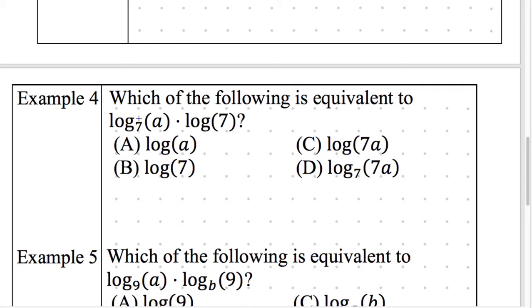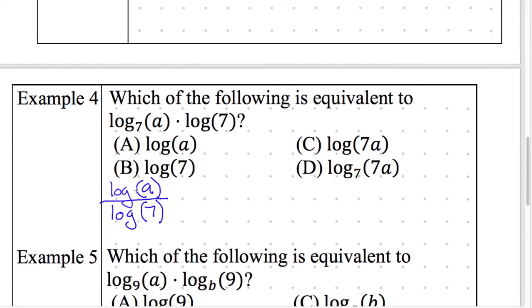Someone help me out. Fiona knows how to do the change of base formula. All right, Fiona, go for it. Log base 10 of a over log base 10 of 7. There it is, log of a all over log of 7.